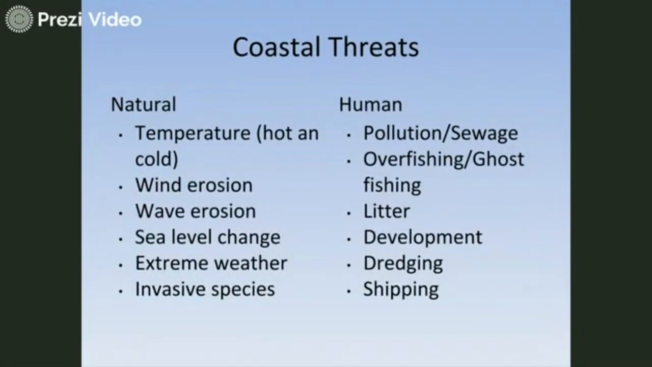So some of the natural processes that I got include things like temperature. So hot and cold temperatures can have a big influence on the coastline, leading to erosion. And these, when combined with things like wind and wave power, can cause vast erosion processes that cause landslides, cliffs to fall, etc. Beaches can disappear completely. Now, erosion is a natural process. We have to realise that.